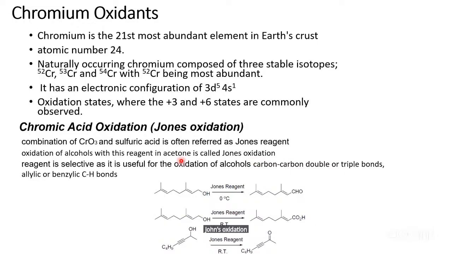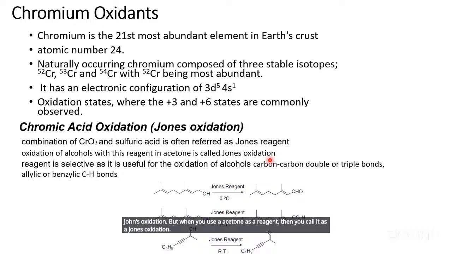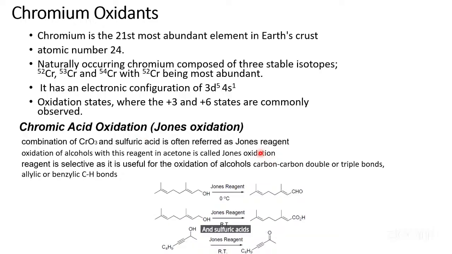But when you use acetone as a reagent, then we call it a Jones oxidation, and sulfuric acid is known as the Jones reagent. These are the examples of Jones reagent. We observe the three different reactions I have shown here. If you look at the first reaction, what is the first reaction? In the first reaction, we observe there will be a primary alcohol as a reagent. In the second, also there is a primary alcohol.